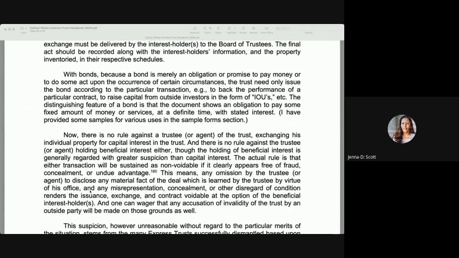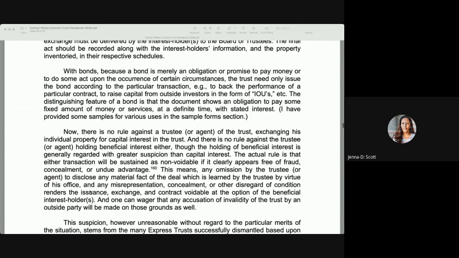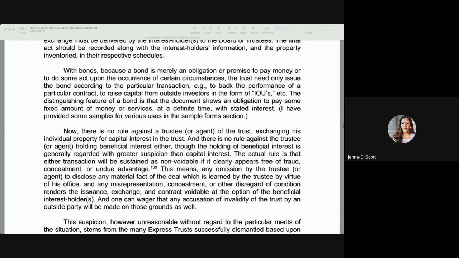With bonds, because a bond is merely an obligation or promise to pay money or to do some act upon the occurrence of certain circumstances, the trust need only issue the bond according to the particular transaction, e.g., to back the performance of a particular contract, to raise capital from outside investors in the form of IOUs, etc. The distinguishing feature of a bond is that the document shows an obligation to pay some fixed amount of money or services at a definite time with stated interest. I have provided some samples for various uses in the sample form section.